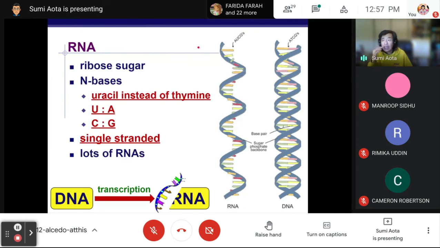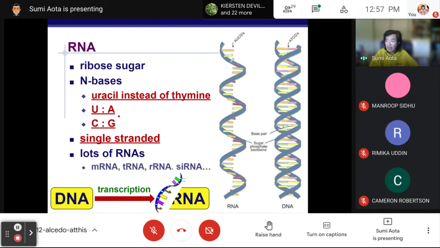Another big difference: there's really only two kinds of DNA, called alpha and beta, and that just depends on the shape of their twist. Whereas with RNAs, there are a lot of different kinds. There's mRNA, tRNA, rRNA, siRNA, SNRPs, and all kinds of things. There are other RNAs.